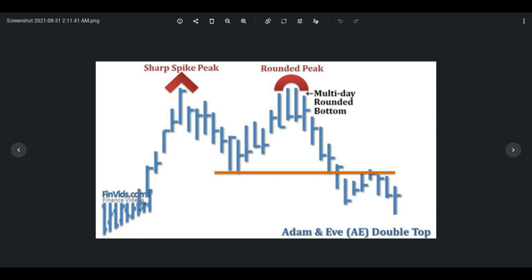Measuring technique. Measure the distance between the low and the two highs and subtract it from the breakout level. Breakout confirmation. A close below the lower trend line drawn horizontally across the intervening low between the highs with above average volume.